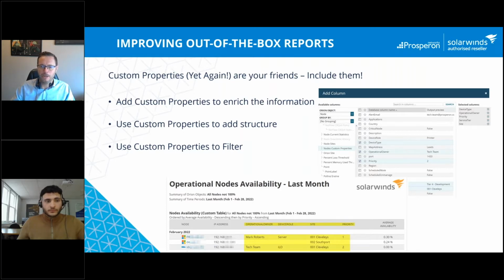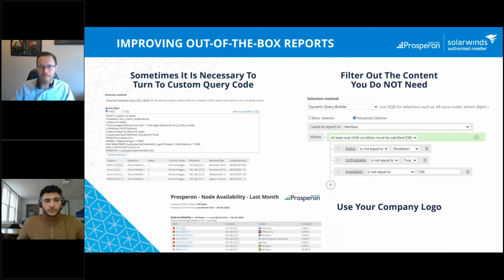An aspect that we always see out of the box is too much information. And we're going to see that in the demo. How can we reduce that? How can we make it pertinent and relevant for the function we need from that reporting capability?